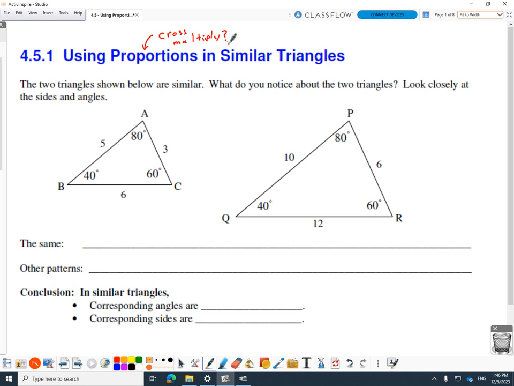We had another name for it. Who had the catchy name for it? I forget. Butterfly. I see proportions in the title, and I'm like, okay, good. Cross multiply. I'm going to cross multiply at some point.